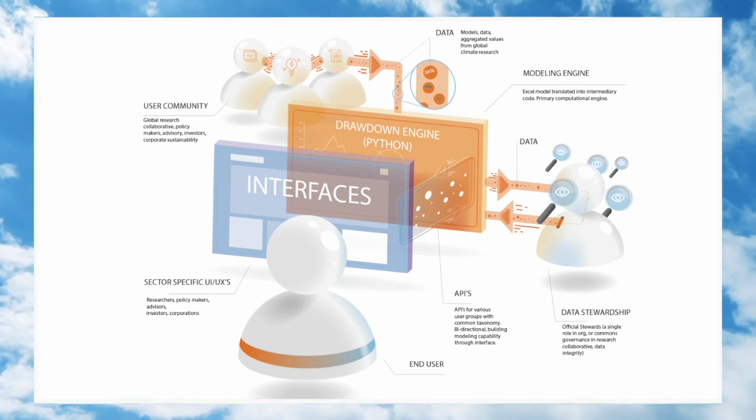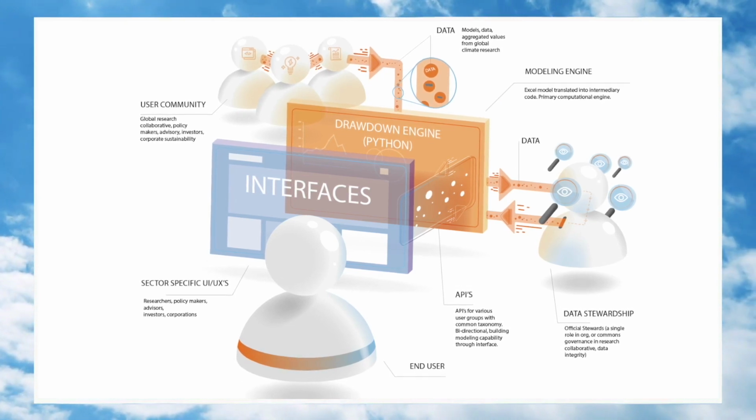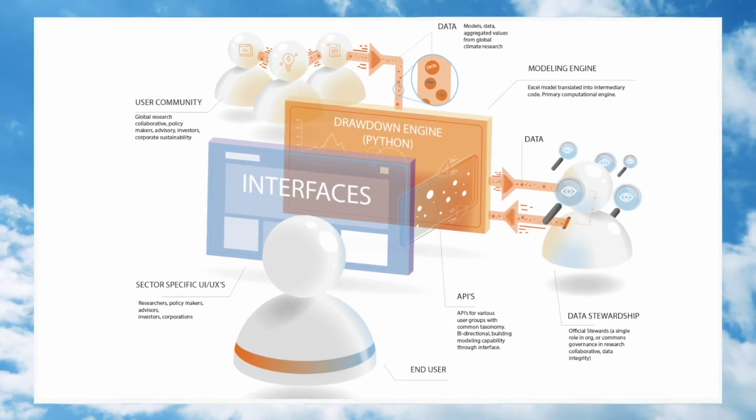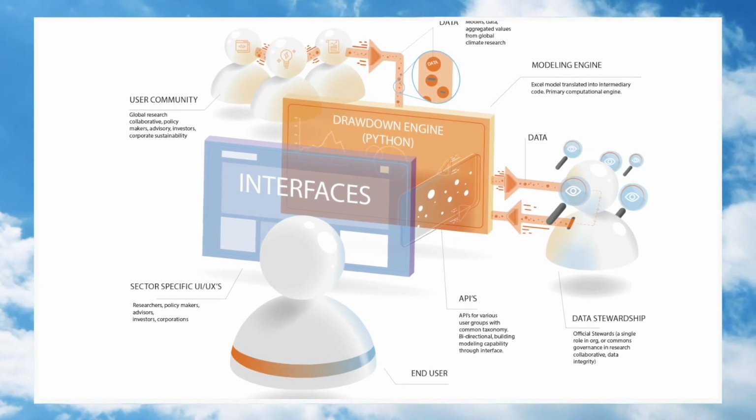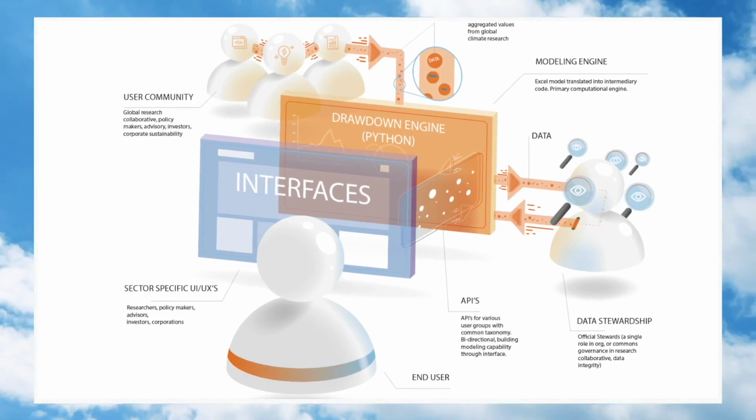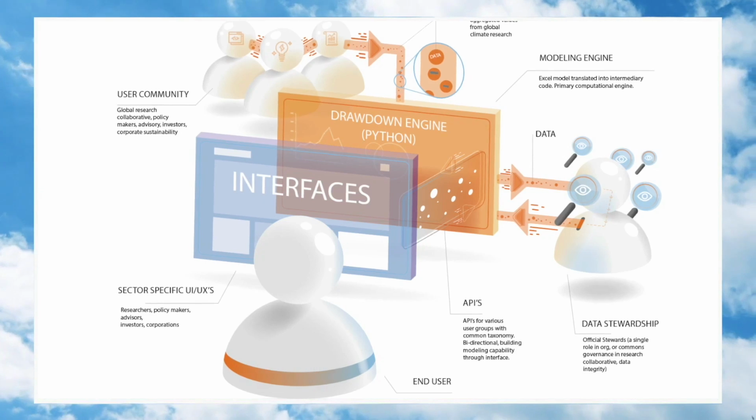Thanks for all your good work, Dev. The Python translations of the models and the developer community making them are an essential foundation to the system architecture. Here's a quick view of that architecture. In this image, where you see the words Drawdown engine, that is the Python code. Again, it's about 70% complete.